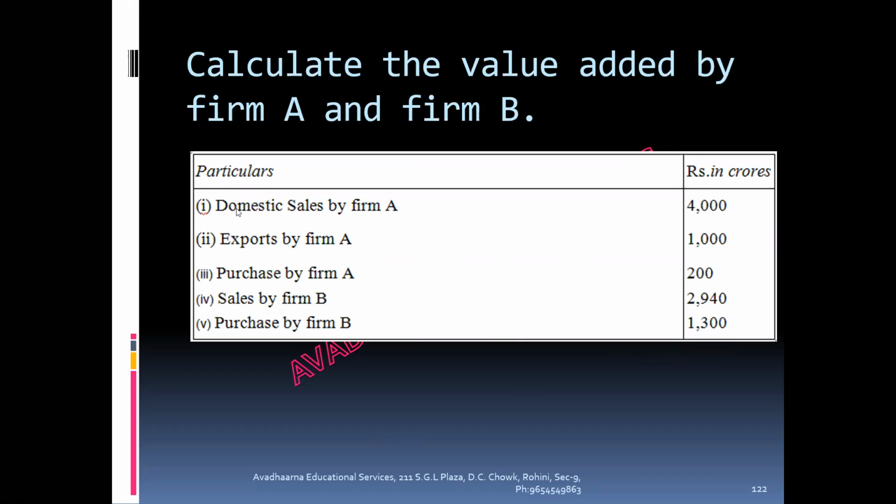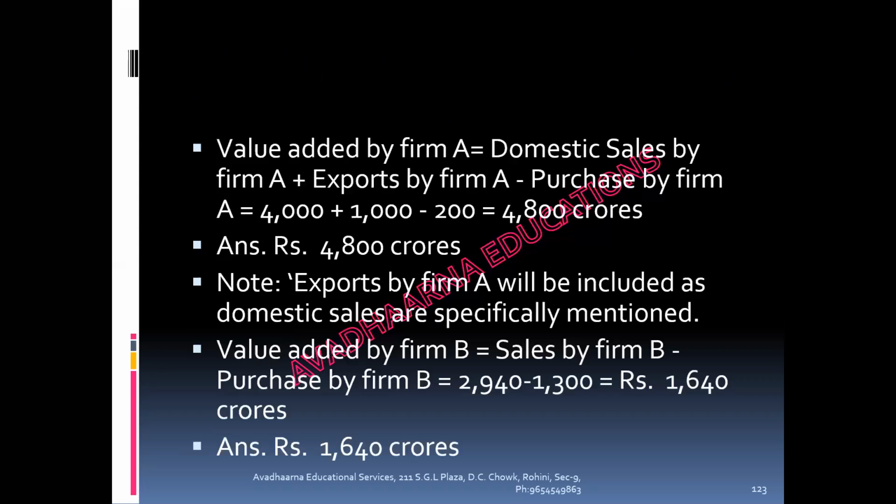Now see, since it's a domestic sale by firm A, in order to calculate the value of output, we are going to add exports. So value added by firm A is domestic sales by firm A plus exports by firm A minus purchase by firm A, which is intermediate consumption. So 4,000 plus 1,000, that is 5,000, minus 200. So the value added by firm A is 4,800 crores.